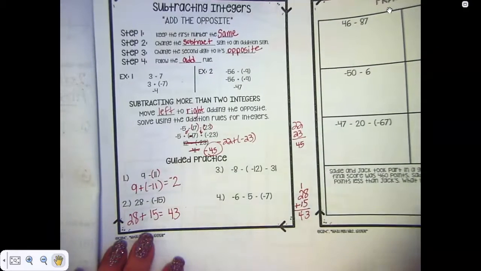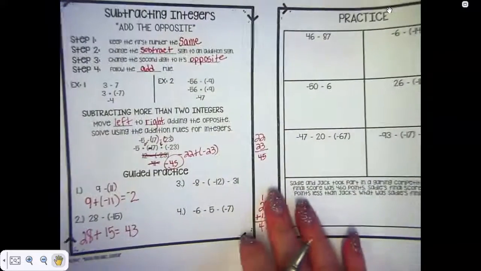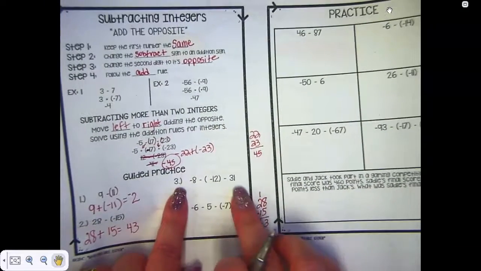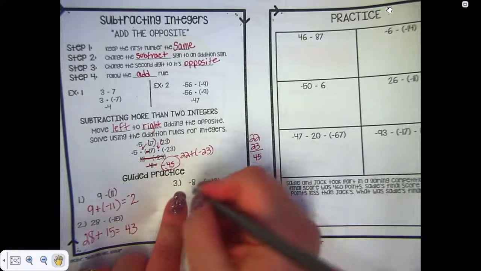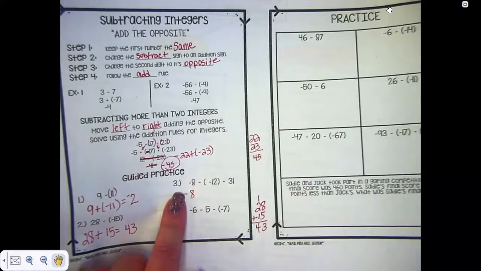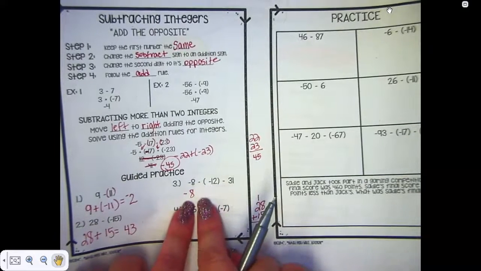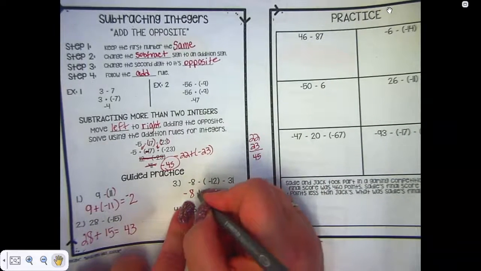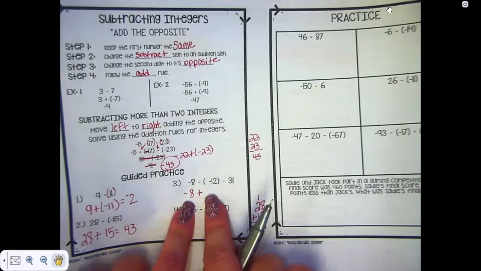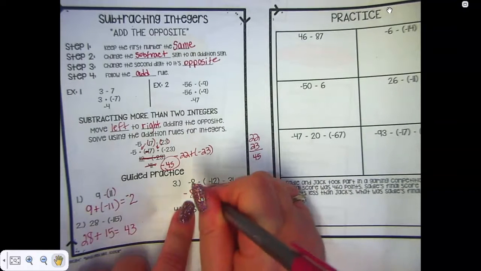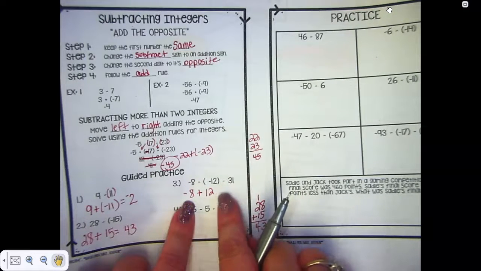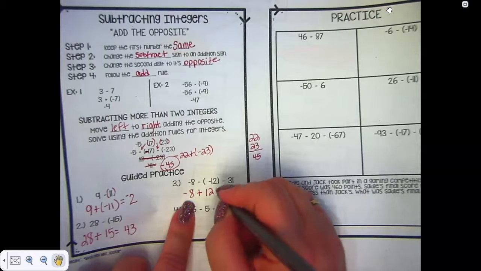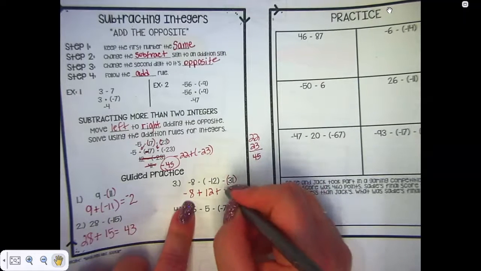All right. Number 3. So there's more than 2 digits, so we're going to work left to right. We're going to keep the first number, negative 8. Change the subtract to add. Change the negative to a positive. Change the subtract to add. And change this positive 31 to a negative 31.